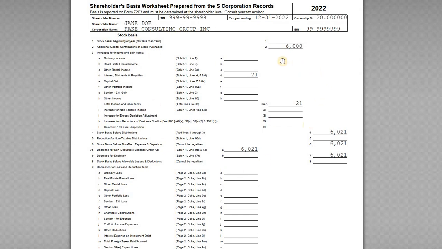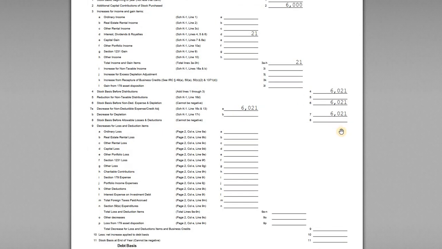So when we look at Jane's stock basis, she has a $6,000 increase for her capital contribution. Okay, that's fine. That's normal. A $21 increase for the amount of interest allocated to her. So her basis, before accounting for any distributions or non-deductible expenses, this is line 6 here, is $6,021.